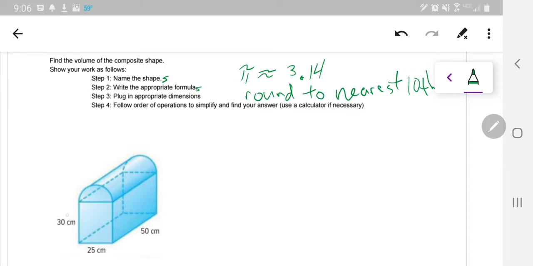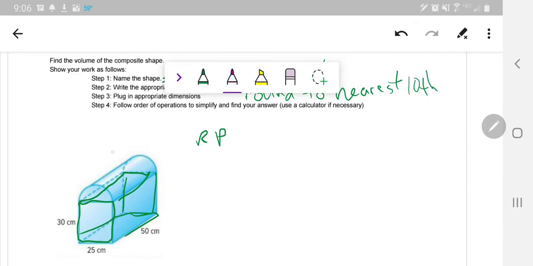Okay, let's start off with naming the shapes. I have a rectangular prism here that I'm going to start with. So, rectangular prism, and then on top of that, I have this beautiful half of a cylinder. Half of a cylinder. Remember, "of" typically means multiply. So now I just need my formulas for these.